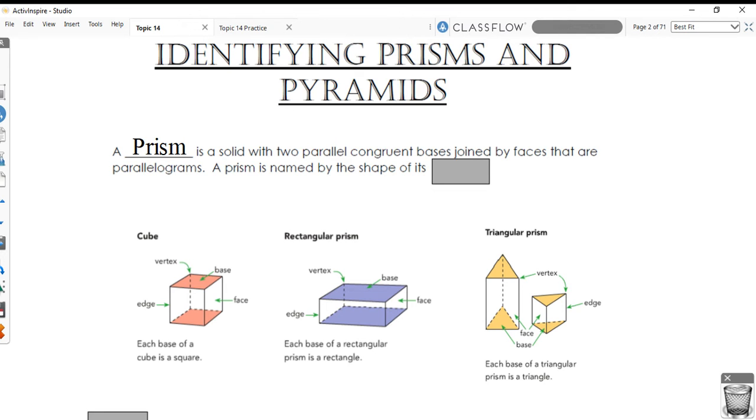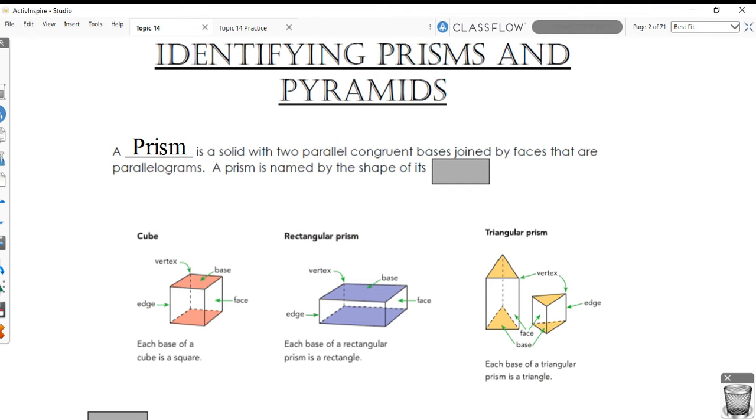A prism is a solid with two parallel congruent bases joined by faces that are parallelograms. Okay, so I don't think anything that's in this section of notes is going to be groundbreaking, earth-shattering news. This is pretty standard stuff. This should all be stuff that you've heard of before.